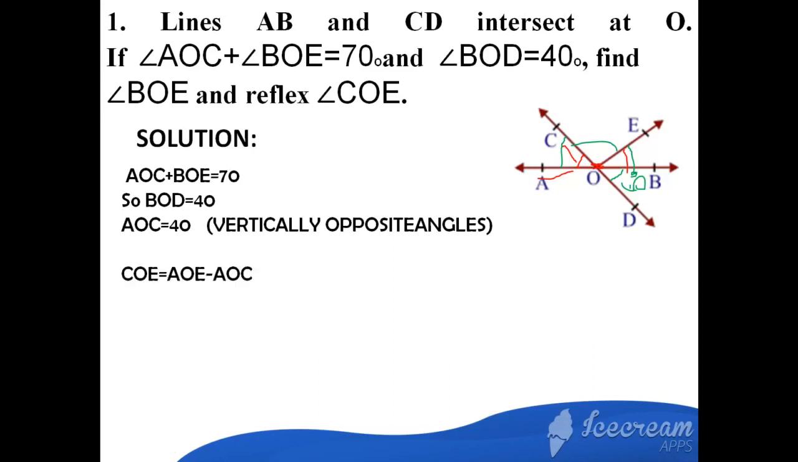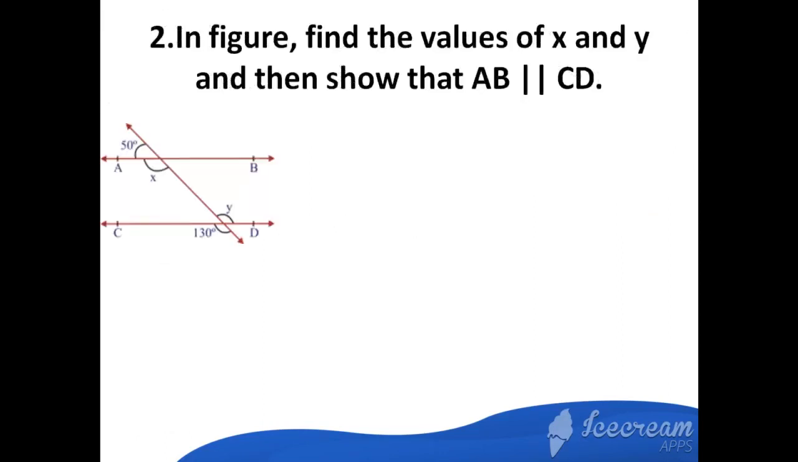Then COE equals AOE minus AOC. So COE equals this angle minus this angle. Now COE equals 70 minus 40, which gives 30 degrees. Then we want to find BOE, which equals 180 minus 70 degrees, it gives 110 degrees.